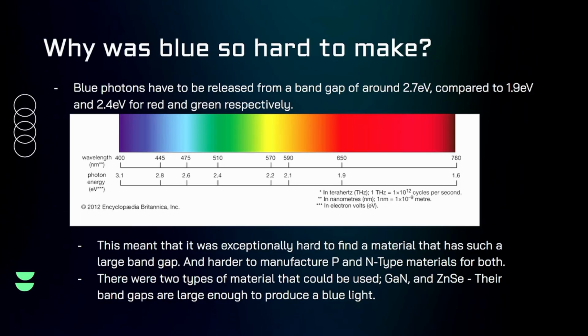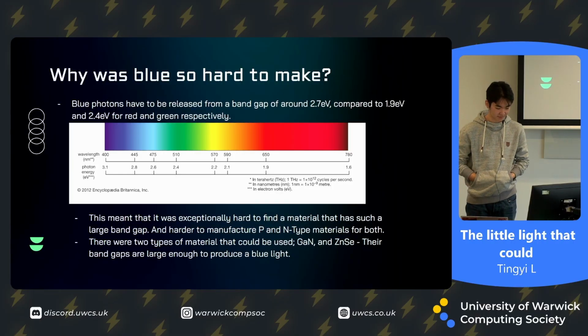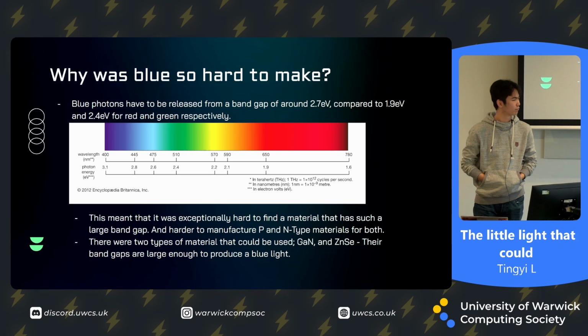So there were two types of materials that could be used when they were doing research for this: gallium nitride and zinc selenide. These were the only materials that could produce a blue light, or in gallium nitride's case, a blue-violet light.